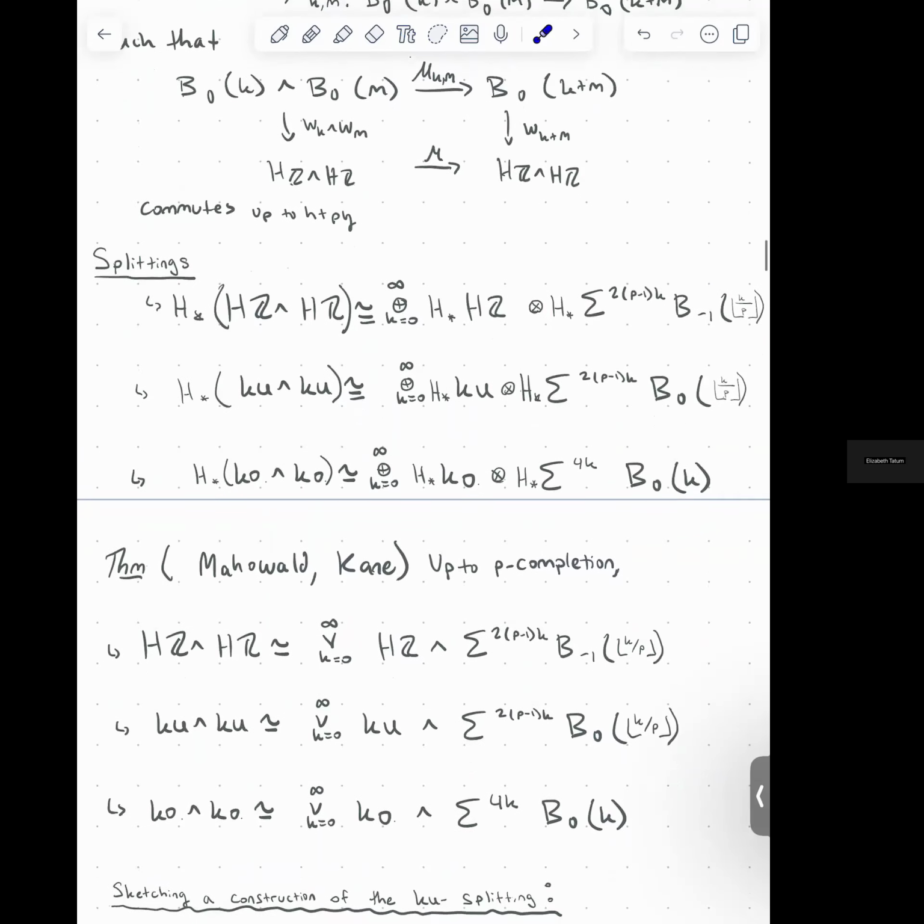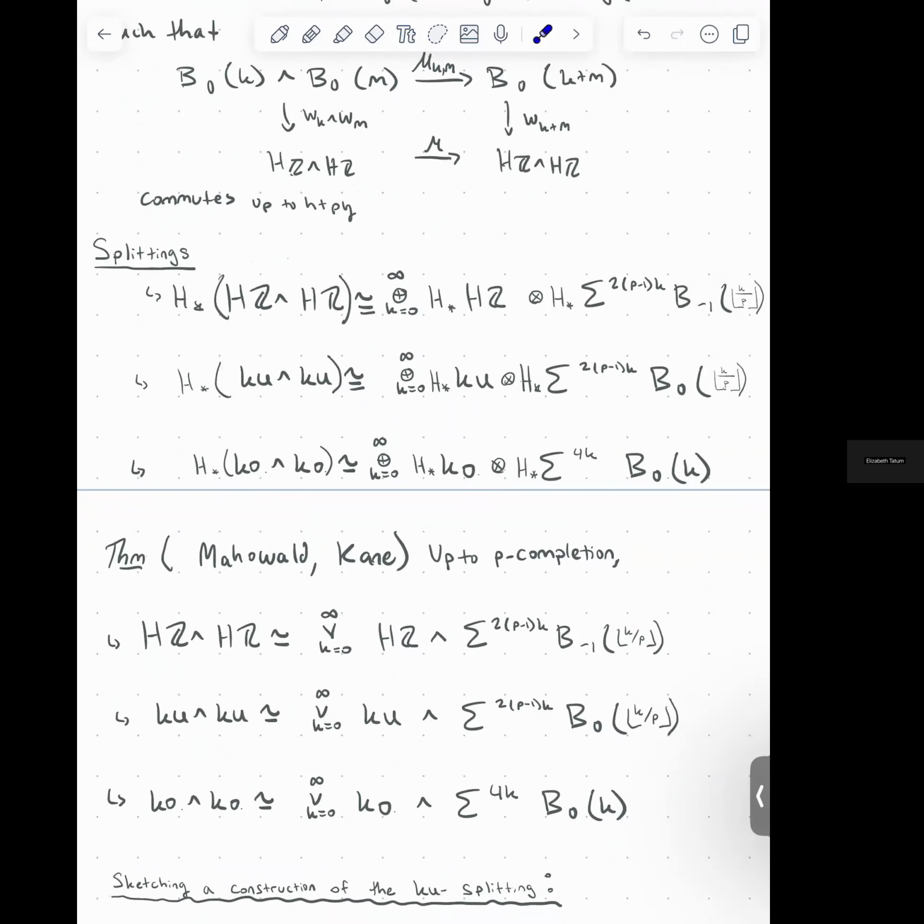Okay, and then what I want to do next is sketch one method of constructing the KU splitting, because it's going to be similar to the one that we do equivariantly. But before I do that, are there any questions?